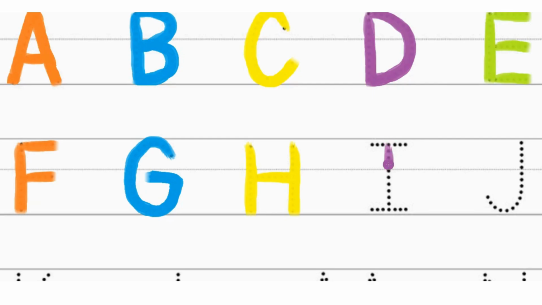Let's write I now. Draw a straight line and add a line at the top and a line at the bottom like this. Letter J is like an umbrella. Let's write J.